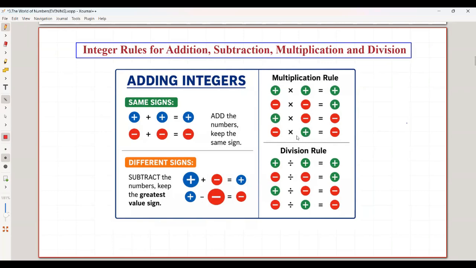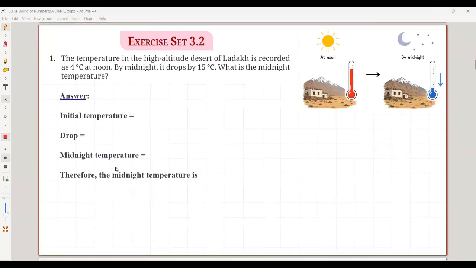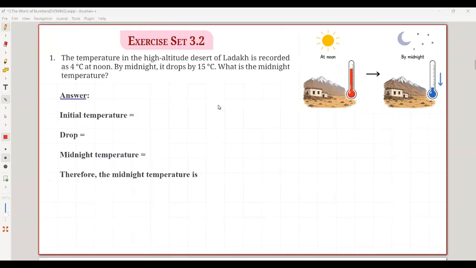The same multiplication rule applies for division also. Plus divided by plus is plus. Minus divided by minus is plus. Different sign is always negative: plus divided by minus is minus, minus divided by plus is minus. Same sign always positive, different sign always negative. This is the multiplication and division rule. Based on these integer rules, we are moving on.